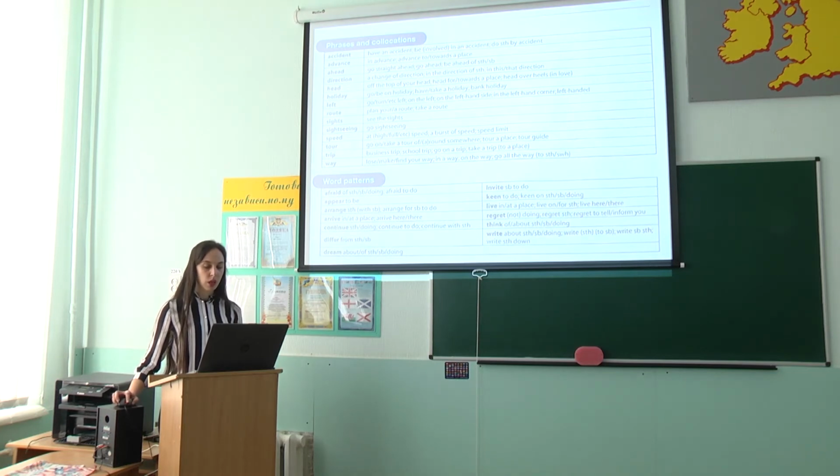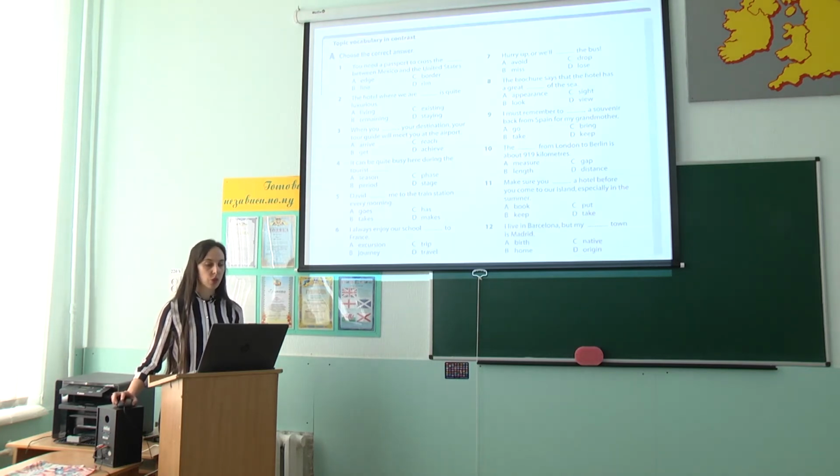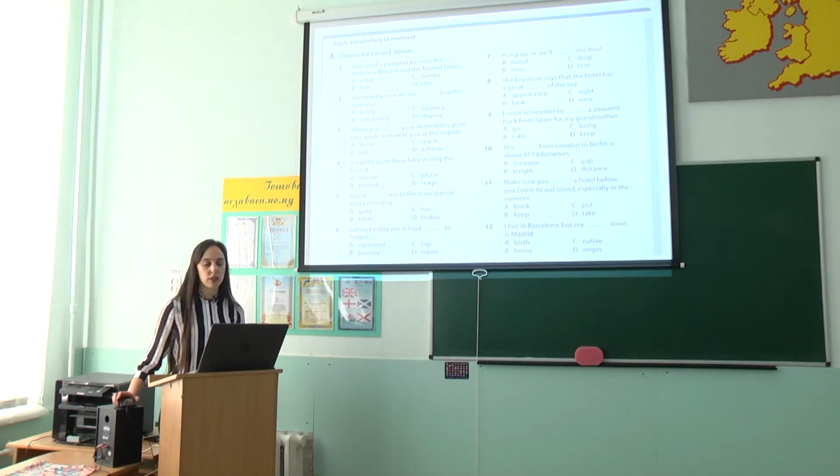So it was an example. And also I have an assignment over there, like you remember that the first item in the list of vocabulary was topic vocabulary in contrast. So how it works. The first one, choose the correct answer. In sentence number one, you need a passport to cross the something, right? Like edge, line, border or rim between Mexico and the United States. It seems like edge, border, line, rim, that's kind of different. They are all synonyms, yeah? But we need to choose just the one word.